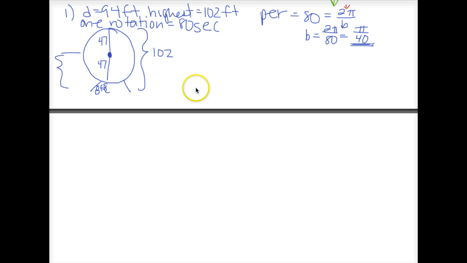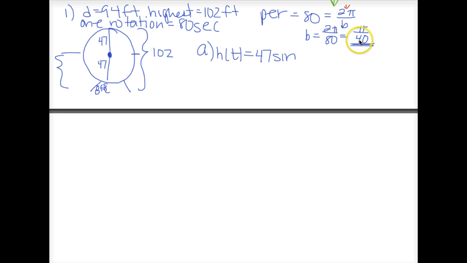So when I go to write my function, h of t, I know that the amplitude is going to be 47 because that's the radius. If I'm rotating the same way that we did in the sky wheel, starting here and rotating counterclockwise, that means I can use a sine function. So I'm going to make it a sine function.